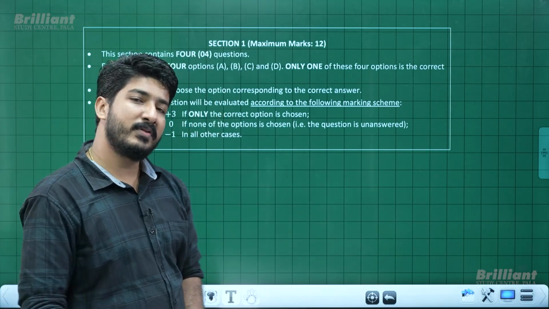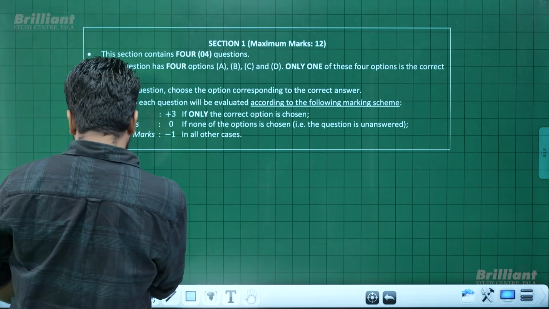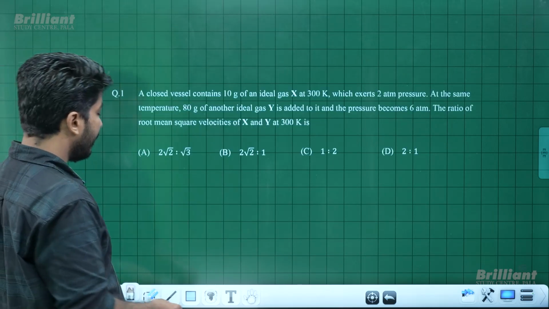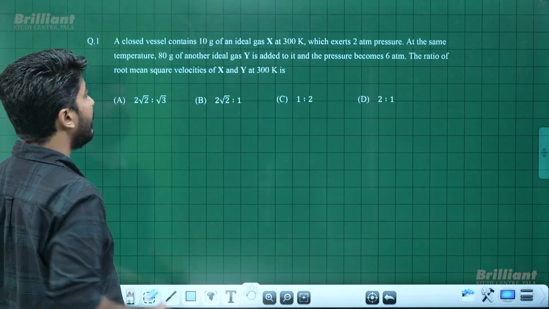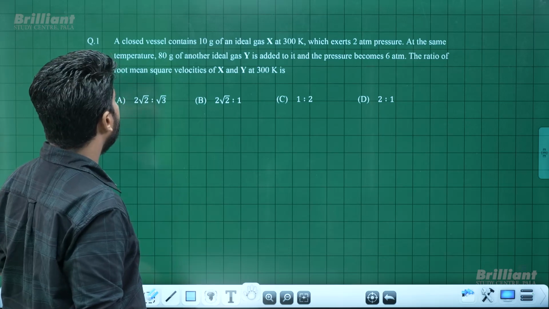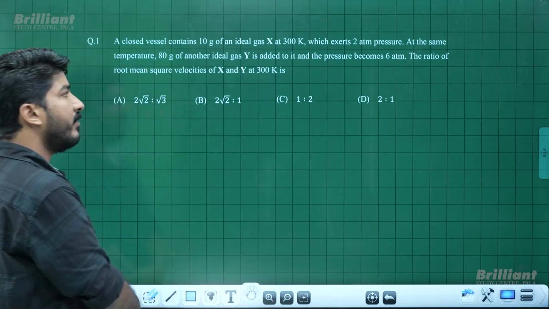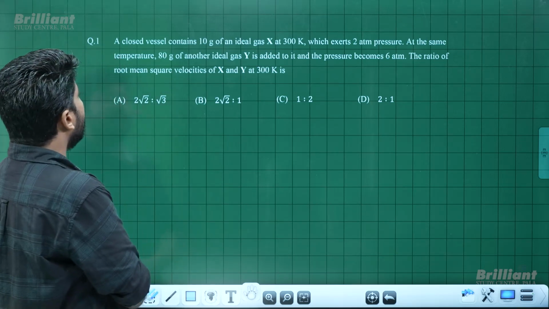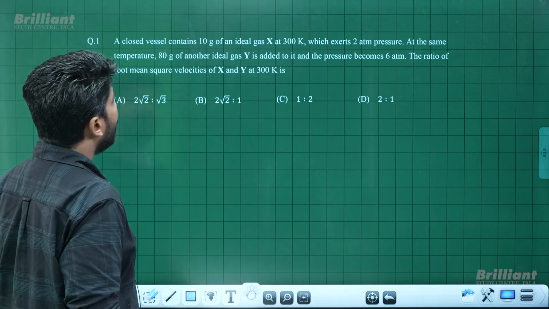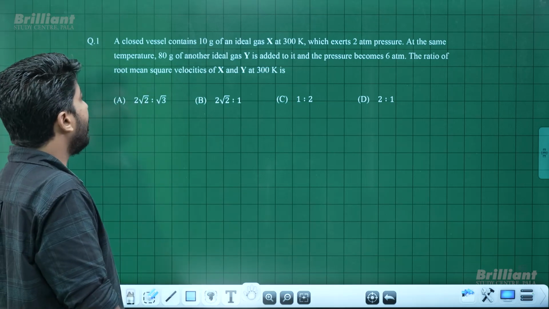Okay, so let's move on to the question paper. So this is paper 1 of chemistry. The first question was related to states of matter, one of the deleted chapters, and you have learned it in physics also. So the first one was related to RMS velocities of ideal gases, right?